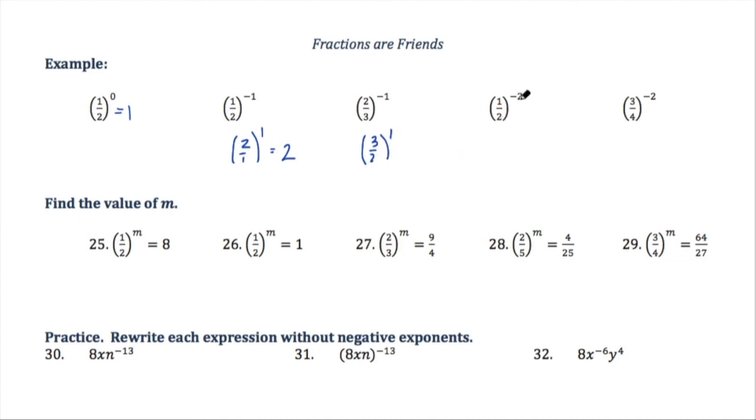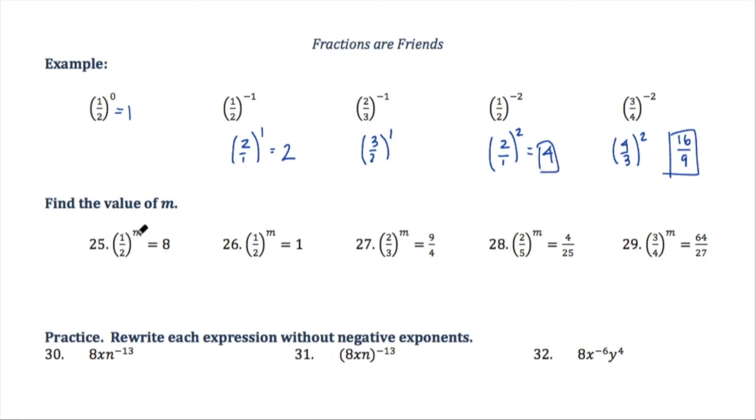If we've got a number raised to a negative 2 power, when we flip the fraction to make it 2 over 1, we just make that a positive 2. So that's 2 squared, or 4. And here, 3/4 becomes 4/3, now to the second power, which is 16 over 9. Great. So what about some of these examples here?